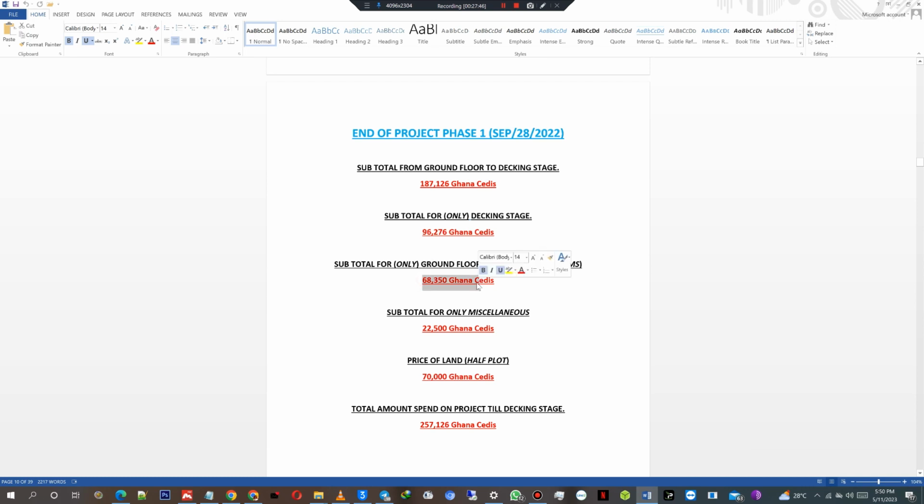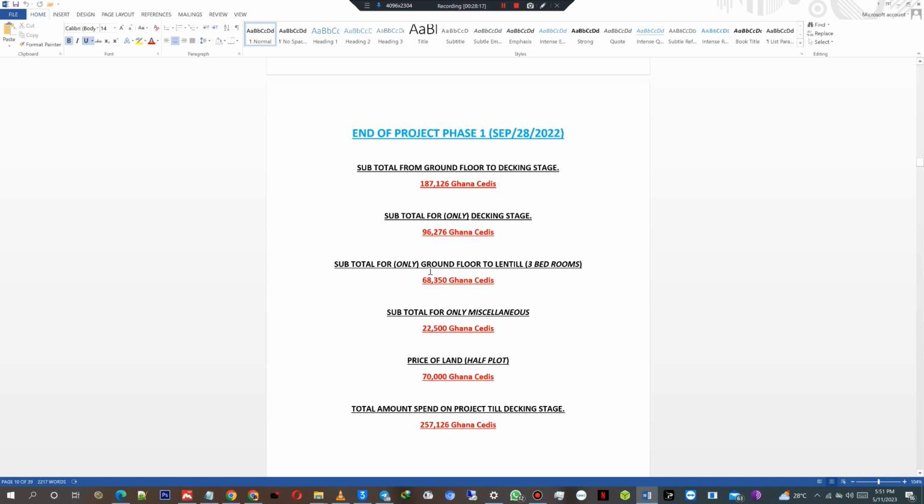And the subtotal for ground floor to lintel only for the 3-bedroom was 68,350 Ghana cedis. So guys, if you're having at least 70,000 Ghana cedis, you can even build a 4-bedroom apartment from ground floor to the lintel. Let's say it that way, because in my project the corridor took much of the blocks. Imagine there were no corridors, I could have been able to get at least a 4-bedroom building.